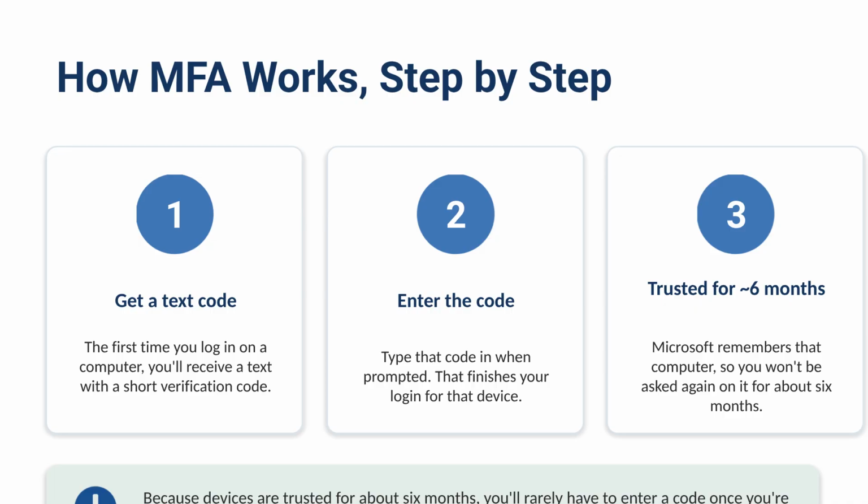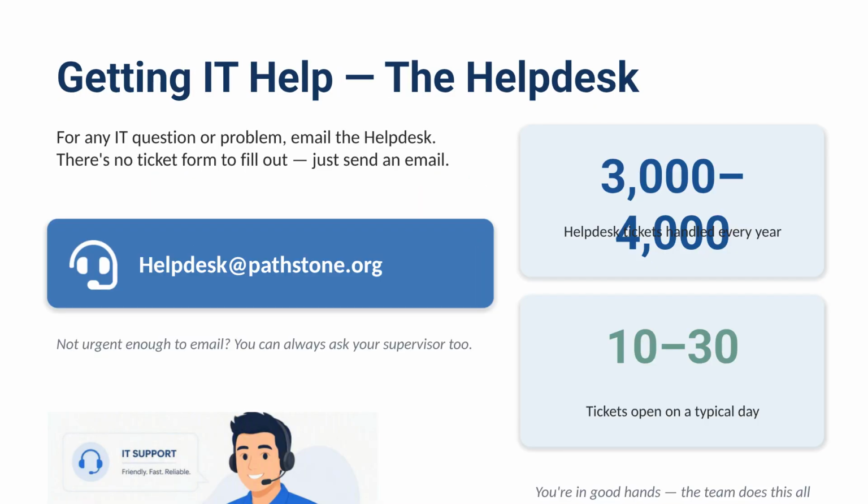When something technical goes wrong, or you just have a question, the help desk is your go-to resource. The nice thing is, there's no complicated form to fill out. You simply send an email to helpdesk@pathstone.org. To give you a sense of scale, our IT team handles between 3,000 and 4,000 tickets each year, and on a typical day, they have 10 to 30 open at once. So they know what they're doing, and they've almost certainly seen your issue before. If it's something quick, your supervisor may be able to help too. On the next slide, I'll show you the 4 details that help get your problem solved fastest.